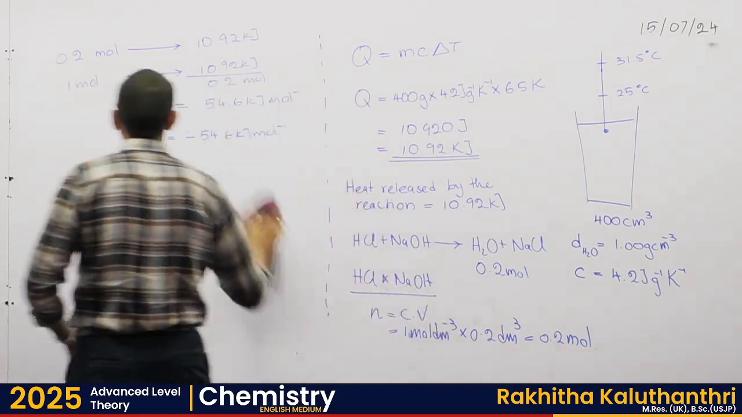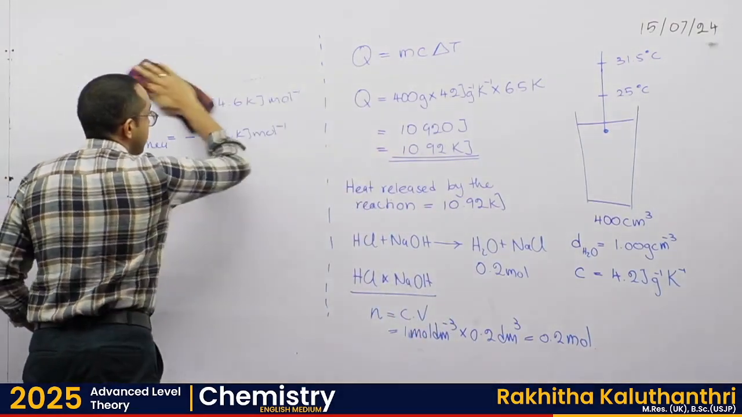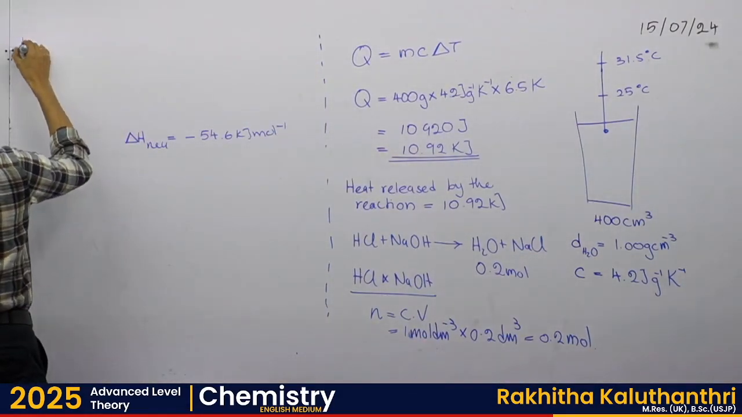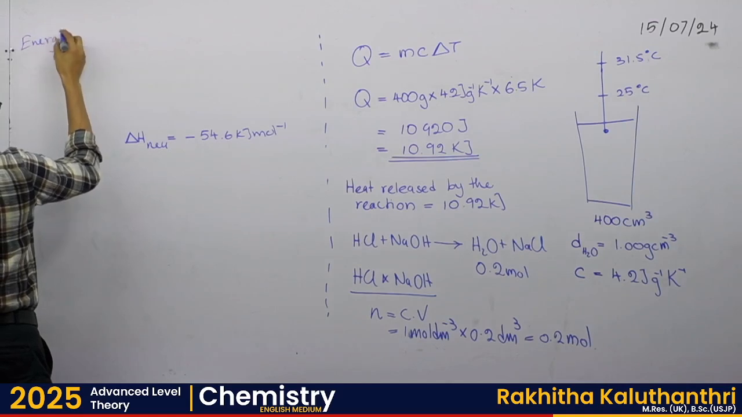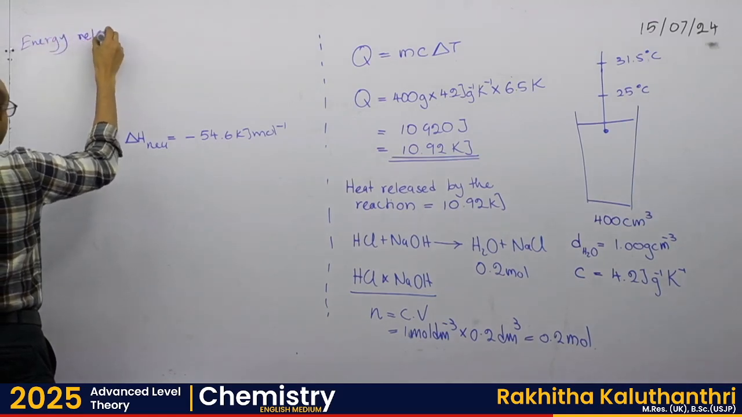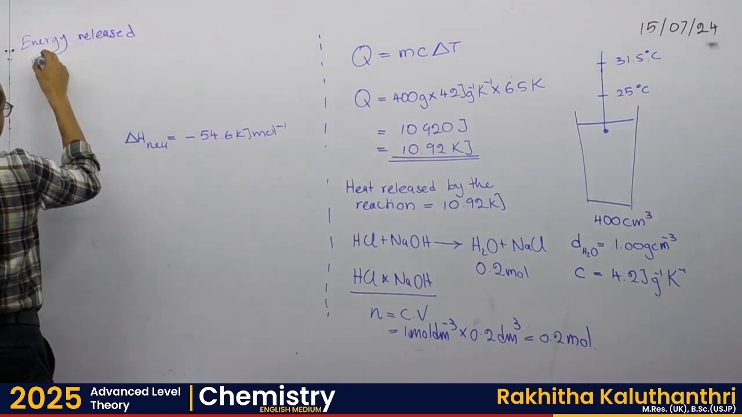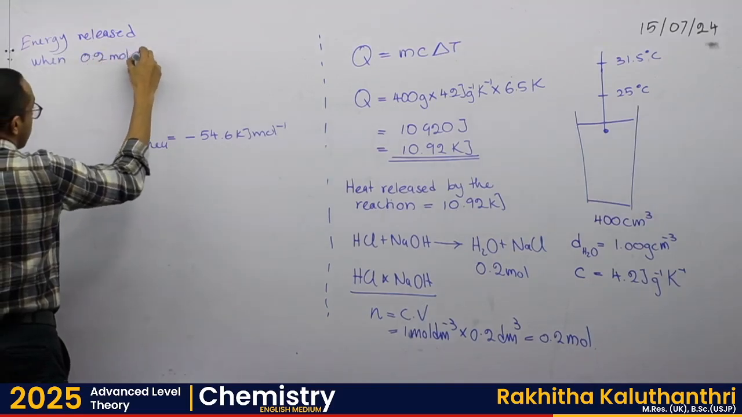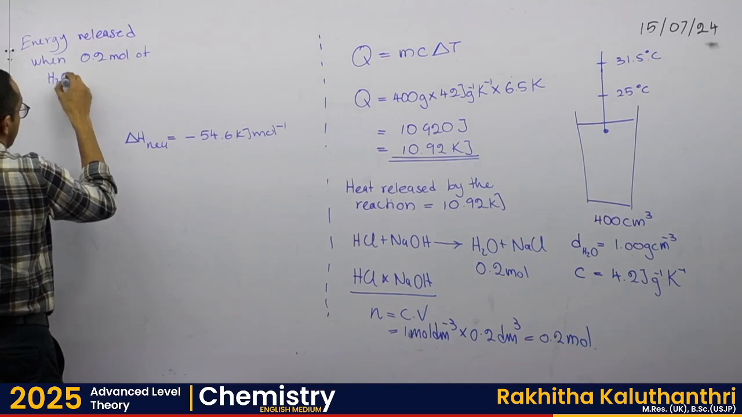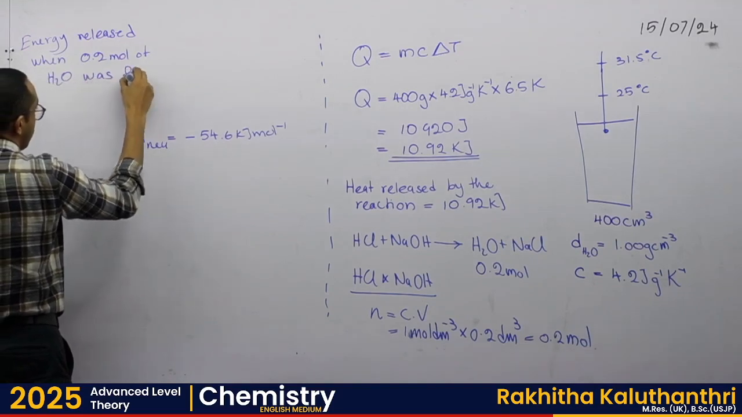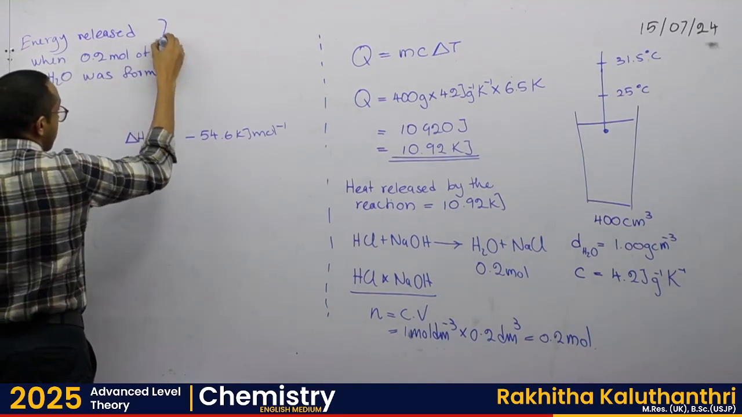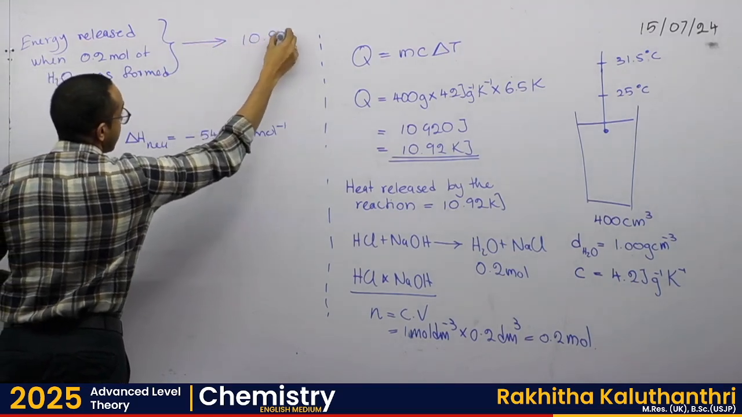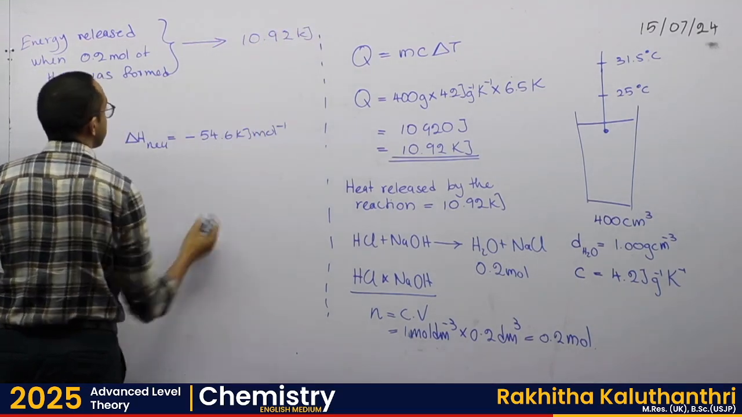So if you want, we can rewrite this. We can write: energy released when 0.2 mole of H2O was formed, and this happens to be 10.92 kilojoules.